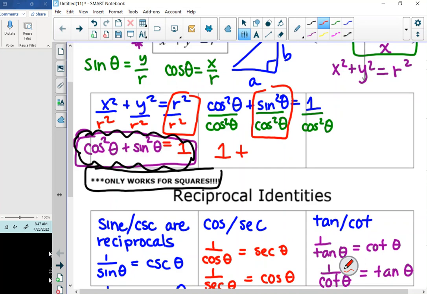But here's where we're going to need 2 other identities to finish this out. Sine over cosine is the same as tangent. So sine squared over cosine squared is tangent squared.